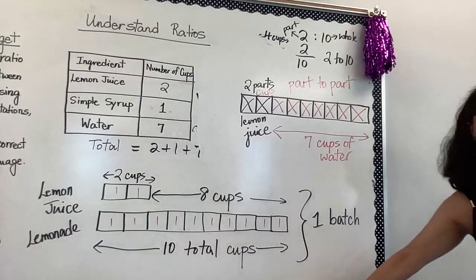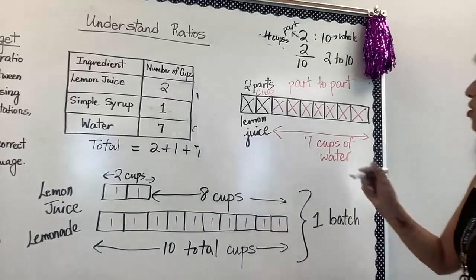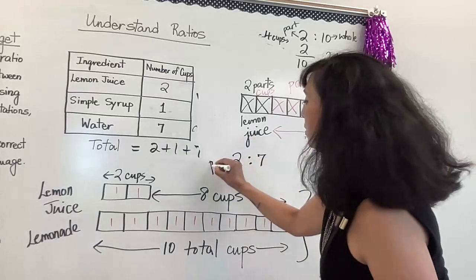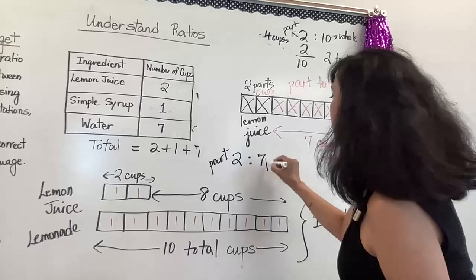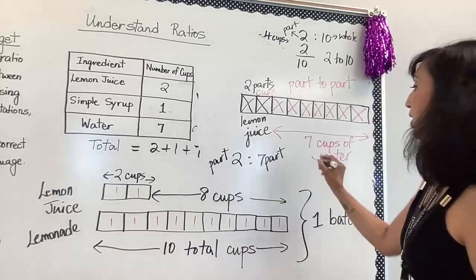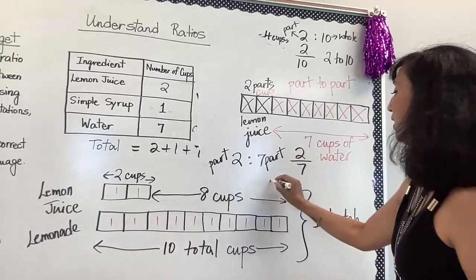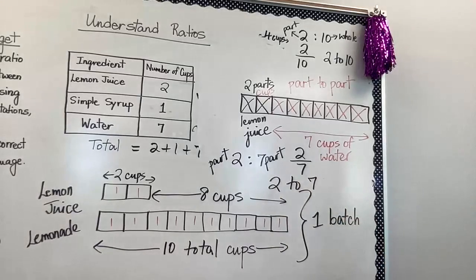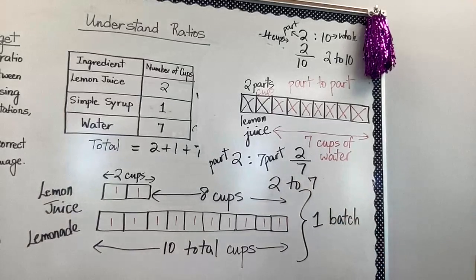And then if I'm supposed to write this out as a ratio, I would write it out as 2 to 7. So remember, this is also a part and this is also a part. So this is called a part to part ratio, and I can write it like this. So that is the difference between part to part and part to whole.